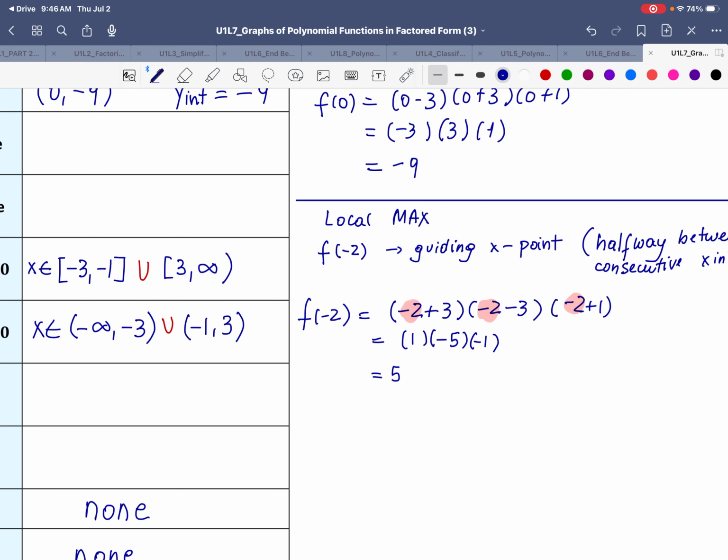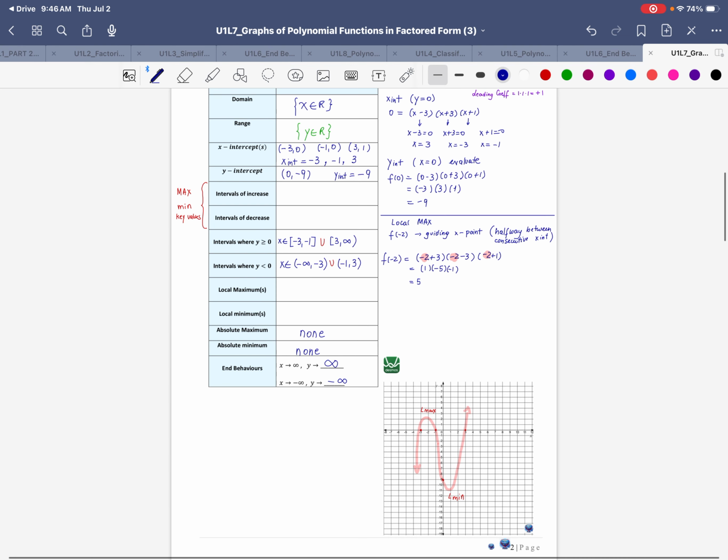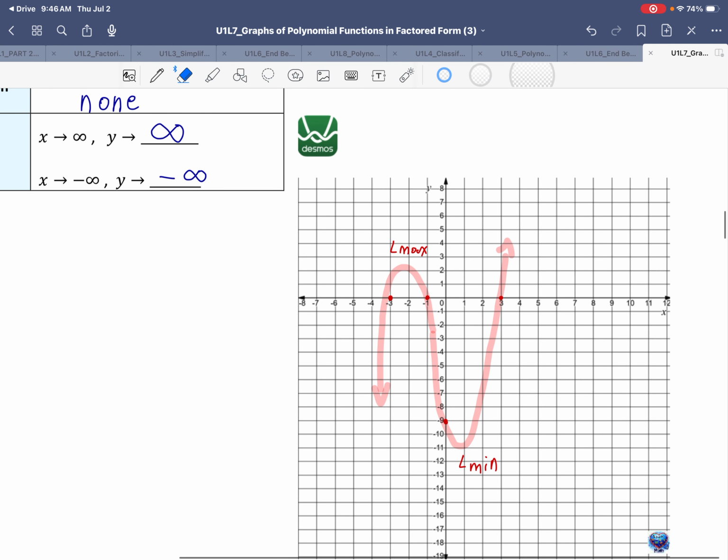So we're going to say that f of -2 is 5, and it is totally fine, totally acceptable to plot that point because it will indeed be a point on the graph. So that would be the value of the function. 5 will be the value of the function at -2.